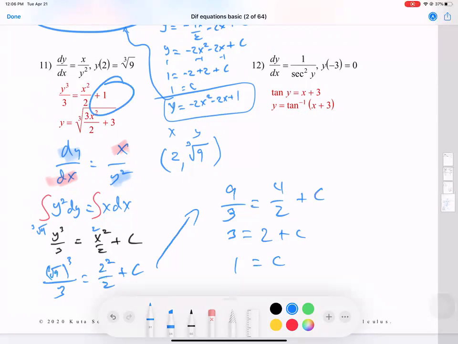Afterwards, we have to solve for our y. So then we would start moving stuff over, get rid of the 3, and then take the cube root of that. Okay, hopefully you found this helpful.